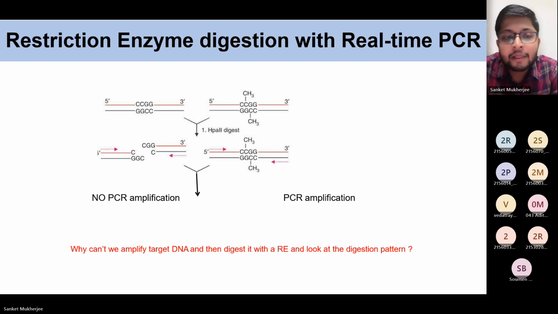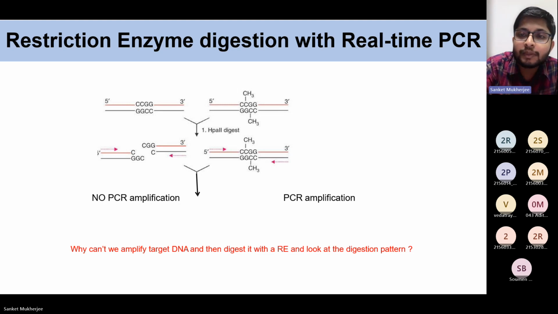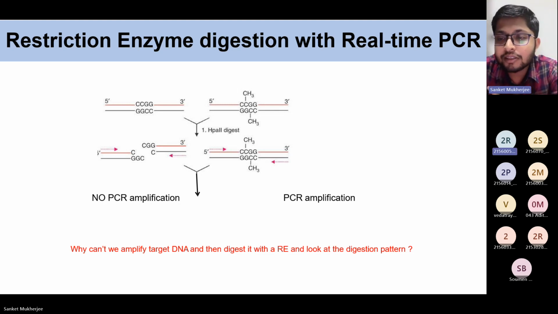So if it is not methylated, then this restriction enzyme will break the DNA and there will be no PCR product formed. But if there is methylation present, then HpaII will not digest this DNA and there will be PCR amplification. Is it clear, or is there some confusion here? No, it's clear.